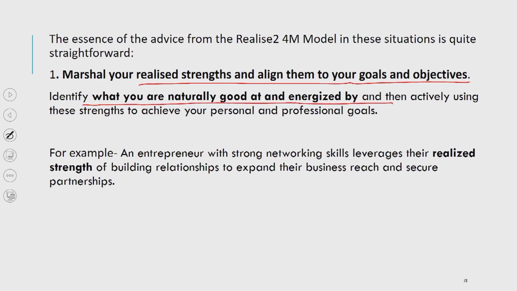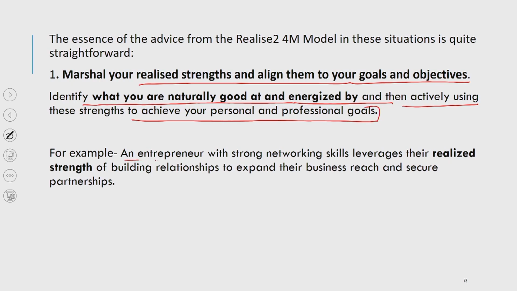Those are your realized strengths. So identify them and use them more by looking at what you are naturally good at and what gives you energy in terms of doing it, what kind of actions, and then actively use these strengths to achieve your personal and professional goals. For example, how can you marshal your realized strengths?